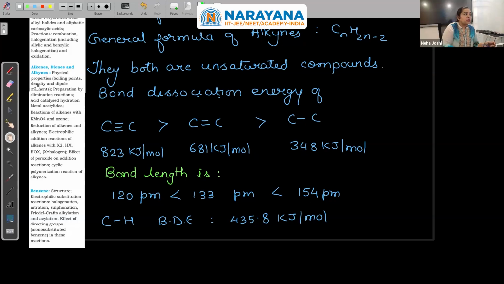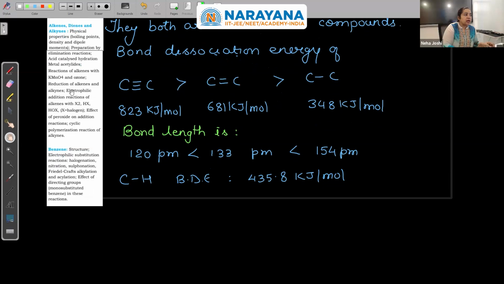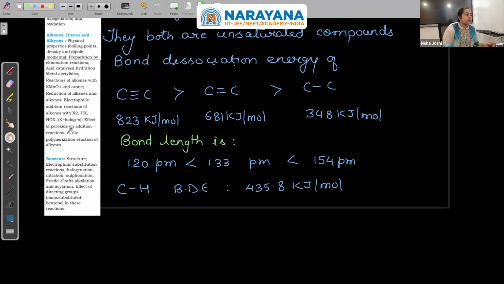So we have to go for physical properties: boiling point, density, dipole moments again. Then preparation by elimination reactions, acid catalyzed hydration, metal acetylides, reaction of alkenes with KMnO4, ozone, reduction of alkenes and alkynes, electrophilic addition reactions of alkenes with X2, HX, HOX, effect of peroxide on addition reactions, and cyclic polymerization reaction.